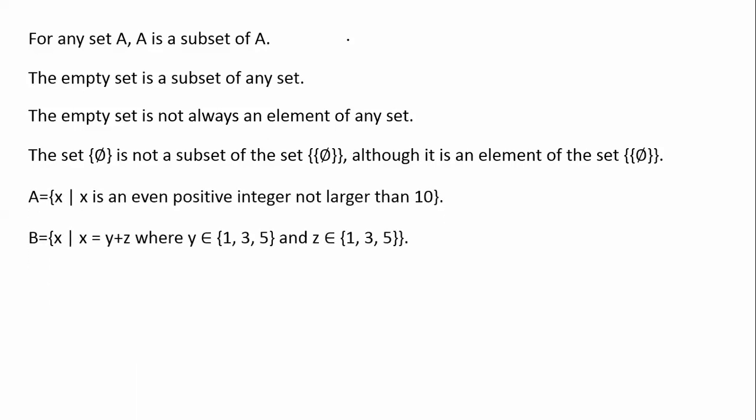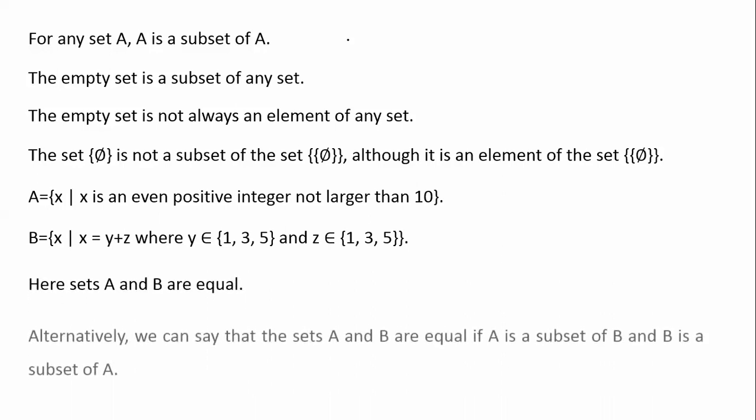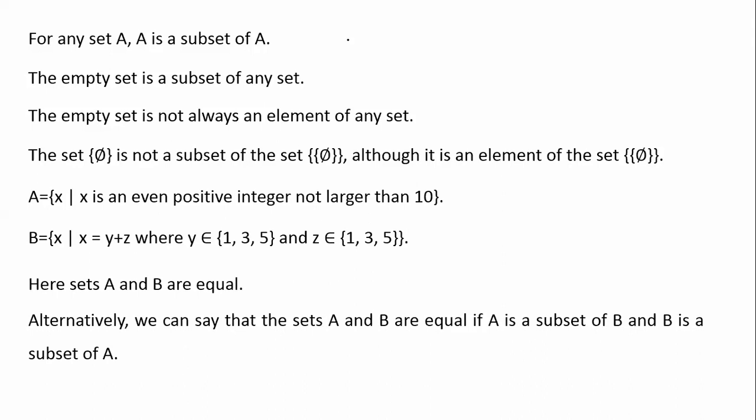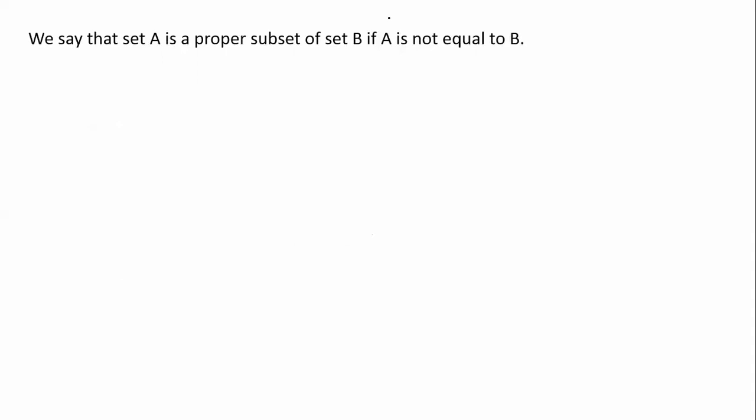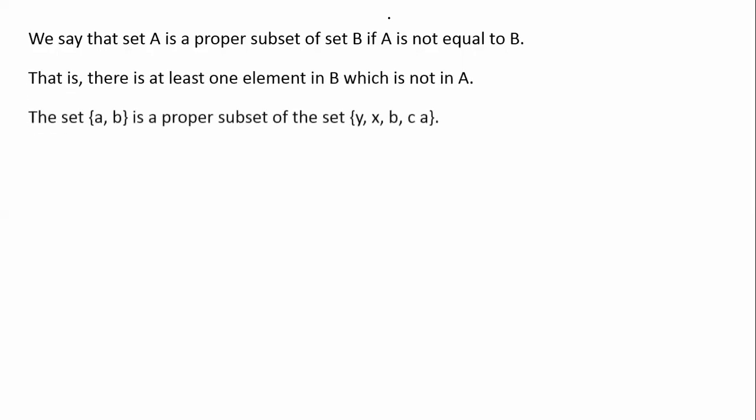So A and B sets have been defined, and we realize that they can be defined with those same elements. Alternatively, we can say that A and B are equal sets if A is a subset of B and B is also a subset of A. Then the next definition is proper subset. We say that A is a proper subset of set B if A is a subset of B and A is not equal to B. That means there is at least one element in B which is not in A.